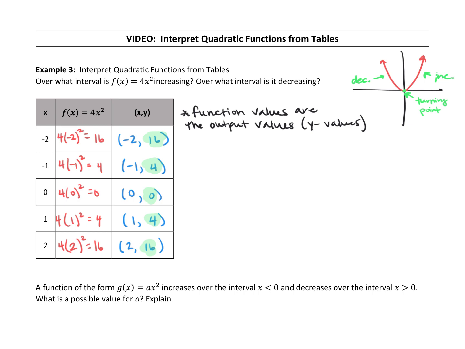So what's happening here is our function values are decreasing. Then we have a turning point at (0, 0), and then our function values are increasing. So that's kind of my little visual. Now we're going to write out those intervals.